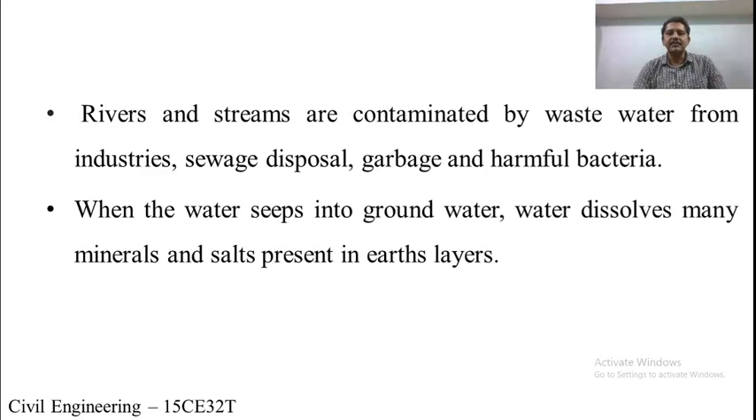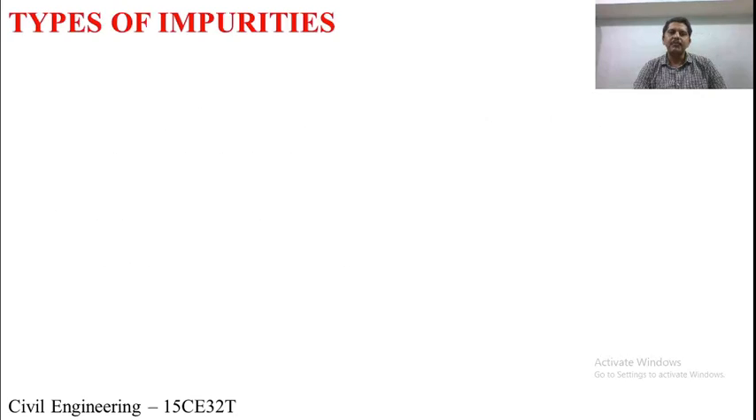When this water seeps into the groundwater, water dissolves many minerals and salts present in the earth's layer. This water seeps into the ground, so this enters into the groundwater, and several minerals and salts are absorbed from the earth's crust. So several salts are added to the water. This is how pure rainwater is contaminated by different impurities.